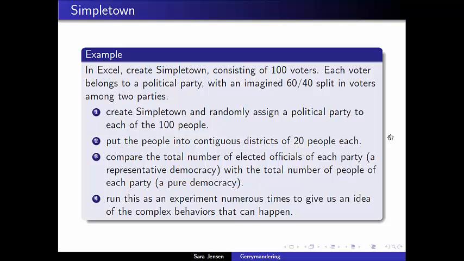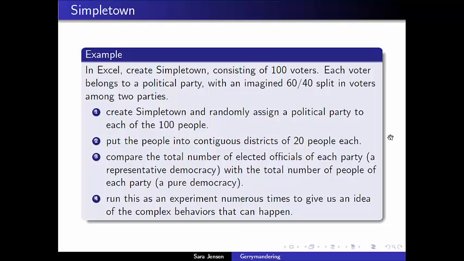Now, we're going to be working with an example that we've just called Simple Town. We're making this 100 voters. So we're going to work in a 10 by 10 grid, and we're going to imagine that we have an approximate 60-40 split of the voters in this Simple Town. What we're going to do is we're going to use the computer to randomly assign a political party to the 100 people that we're viewing as being in our Simple Town. We are going to use the computer to put people into contiguous districts of 20 people each. That's the criteria that we're going to be focusing on in our work, is the contiguity of the districts.